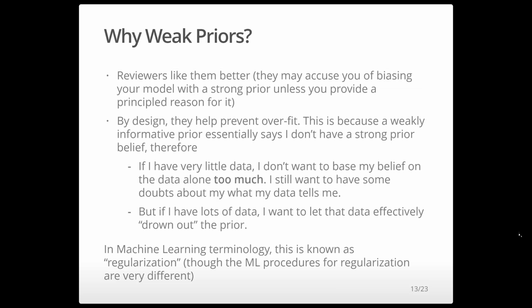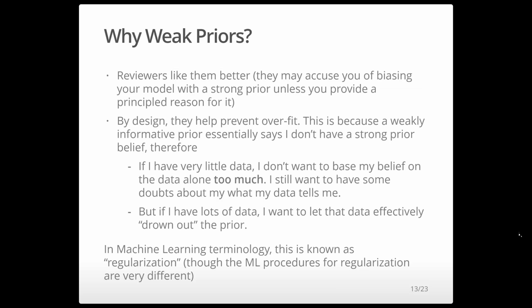But if your prior is that the coefficient's 0, but you have really, really high uncertainty that that's true, and then it turns out the coefficient's 2, that's a little bit more above board for reviewers when they read your work. But that's more of a practical issue. In terms of actual conceptual Bayesian analysis, your prior should be whatever your prior belief is.